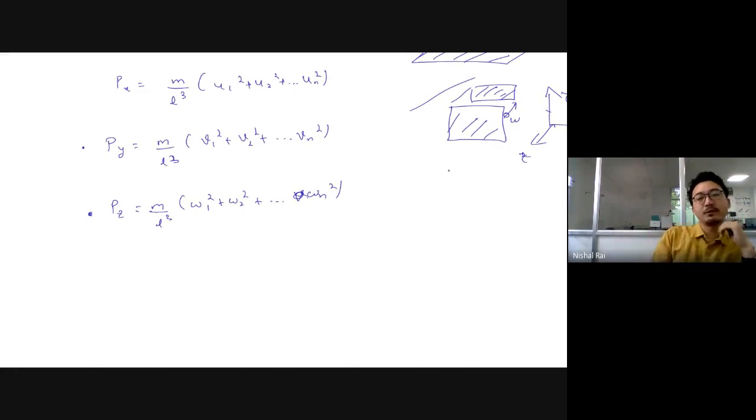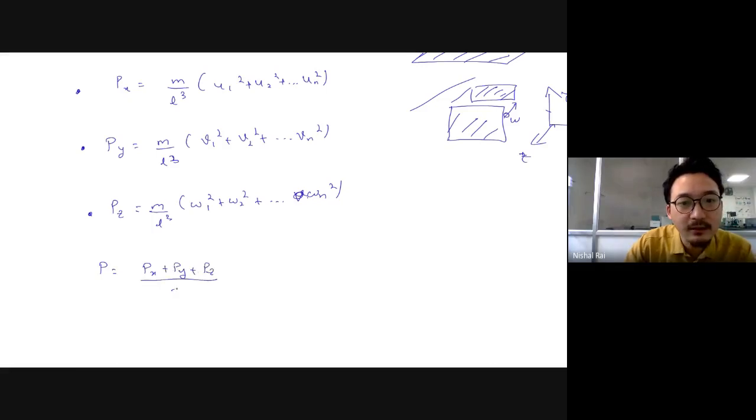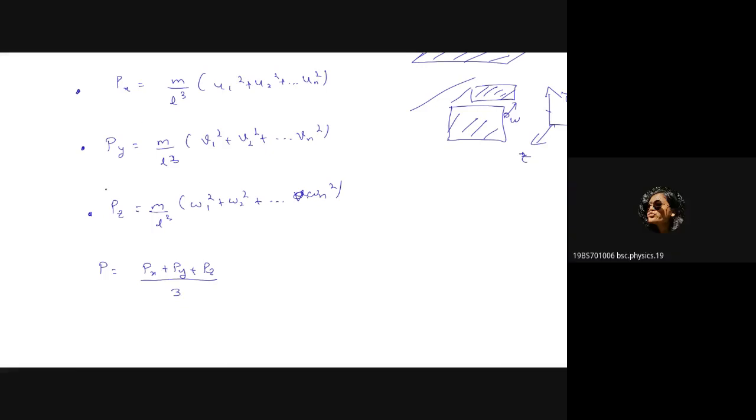Now this is the pressure produced on either side of the wall, in the x direction, the y direction, or the z direction. So this is the combined pressure due to all the components. So what is the average pressure? Add up all the pressures and divide by the total number, which is divided by 3.